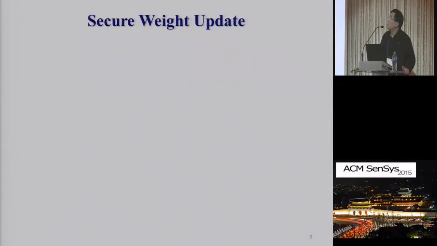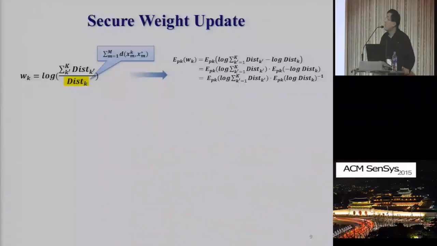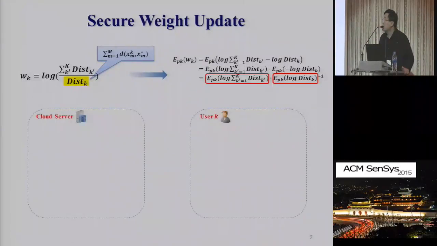So let's first look at the secure weight update phase. Like I said in the previous talk, the weight of the user can be calculated using this formula. Here we use this K to denote the distance between user K's observation and the estimated truth. According to the Paillier cryptosystem, the encryption of the user weight can be calculated using this equation. In order to calculate this encryption, we first need to know the encryption of the logarithm of the total distance of all the users and the encryption of the log distance of user K. How do we achieve this?